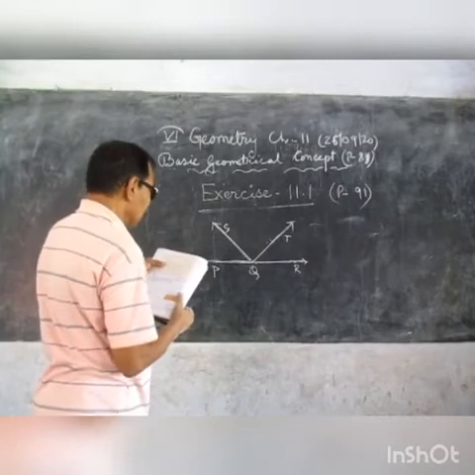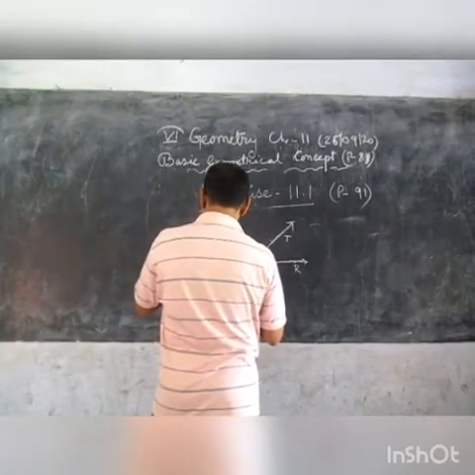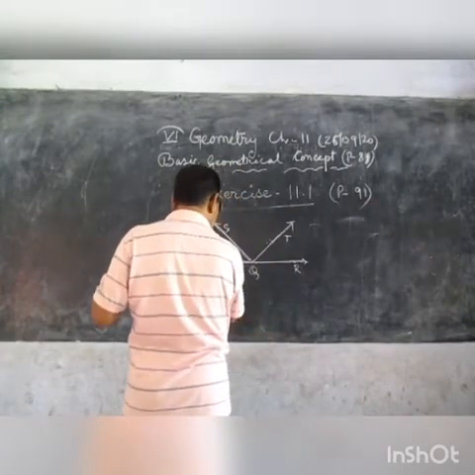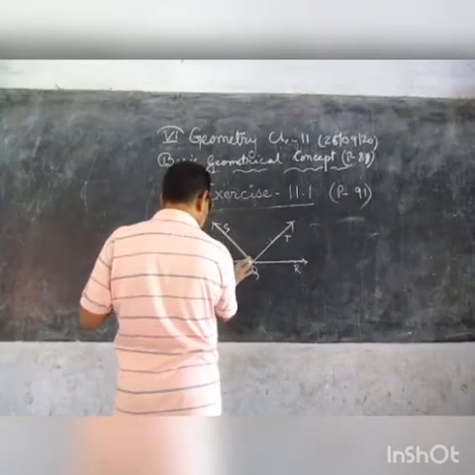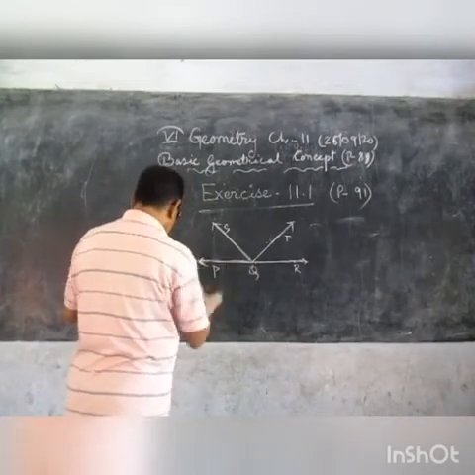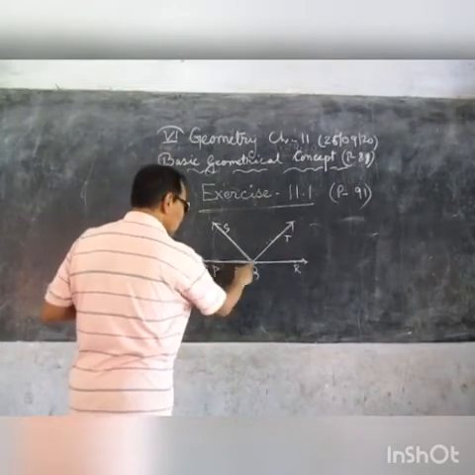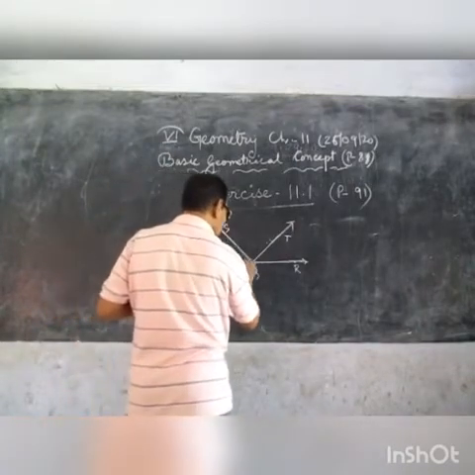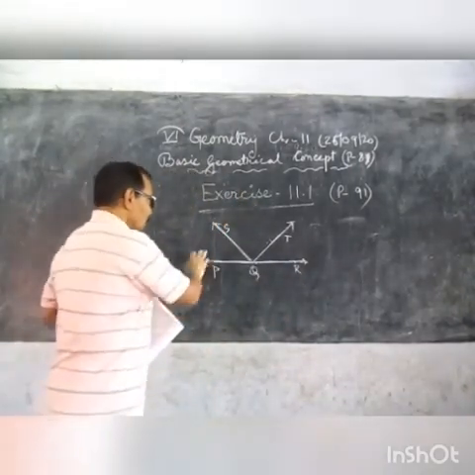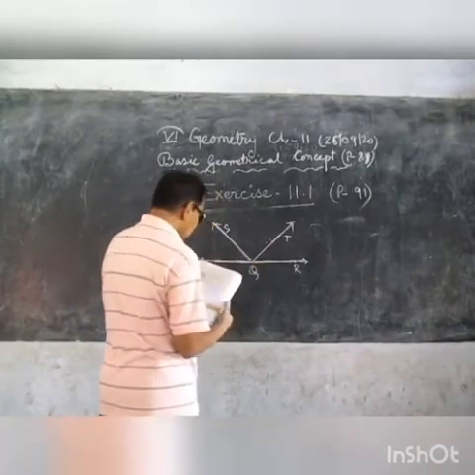Then two line segments. QR, QP, these are line segments. It is a part of a line. It is a line segment. It has two endpoints. Then three collinear points, P, Q, R. What do you mean by collinear points? Three points are said to be collinear if they lie on the same straight line. So P, Q, R lie on the same straight line, so they are collinear.